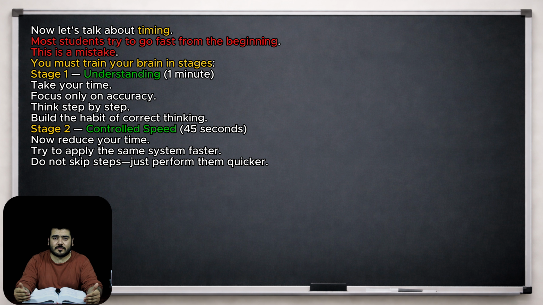Now let's talk about timing. Most students try to go fast from the beginning. This is a mistake. You must train your brain in stages. Stage 1, take your time. Focus only on accuracy. Think step by step. Build the habit of correct thinking. Stage 2, now reduce your time. Try to apply the same system faster. Do not skip steps, just perform them quicker.